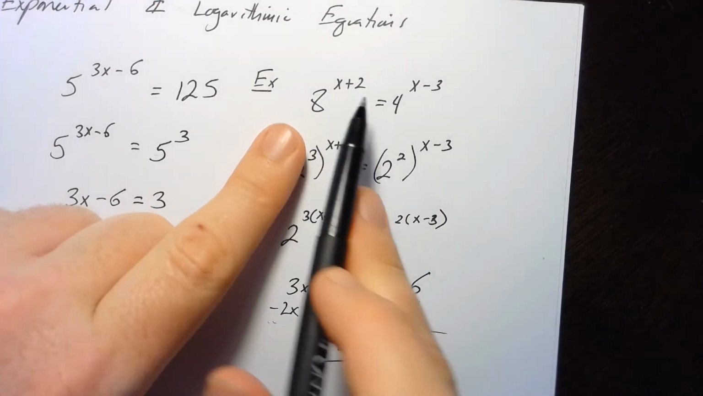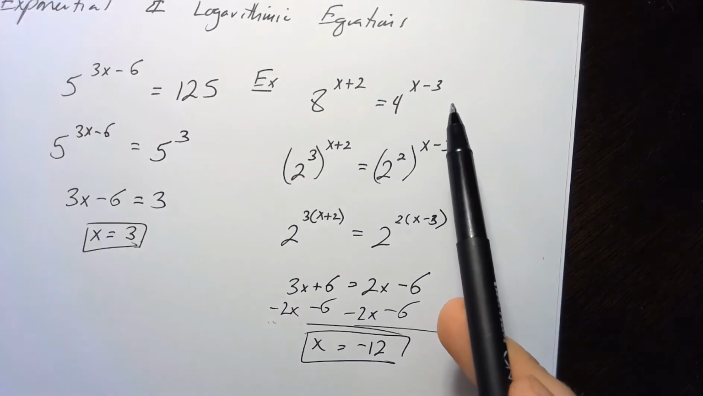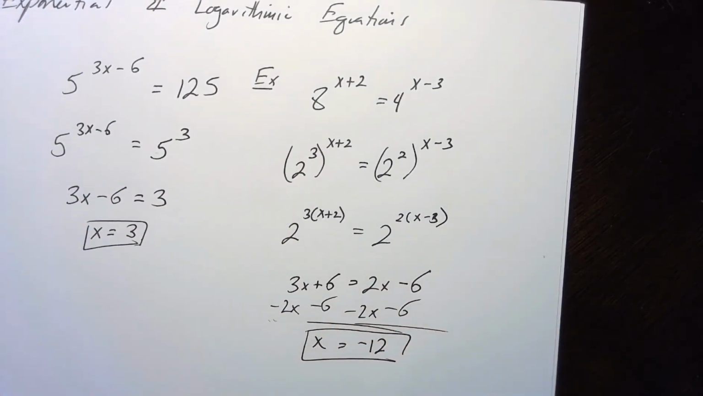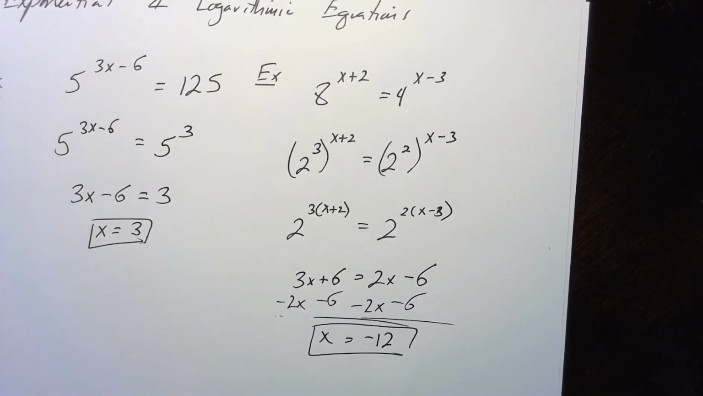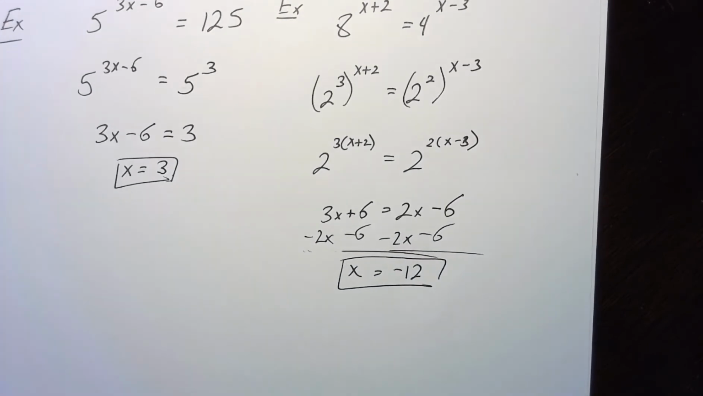Again, if we plug this in and check, it should come out to be the same. It's 8 to the power of negative 10, and it's 4 to the power of negative 10. And again, those two numbers should eventually equal each other with the appropriate amount of simplification. That's the first method in solving exponential equations. However, there are more ways to solve exponential equations.